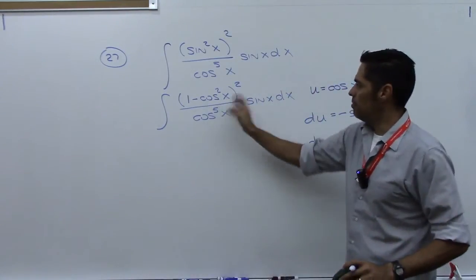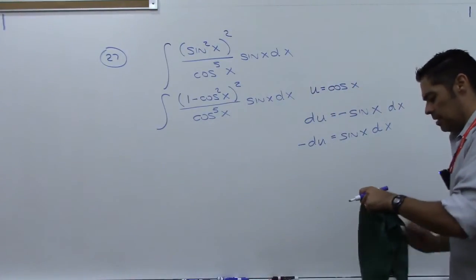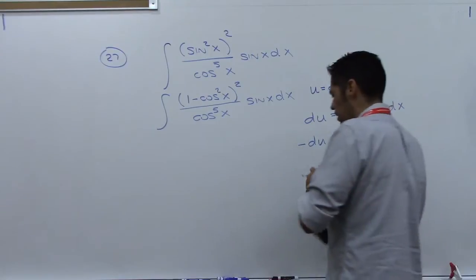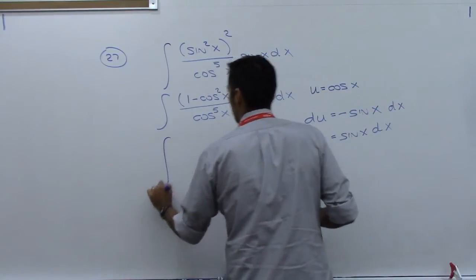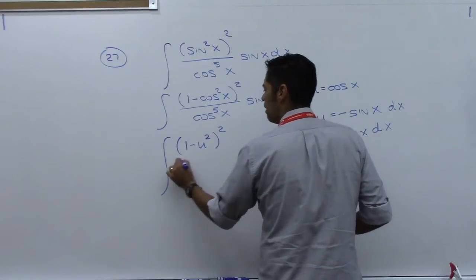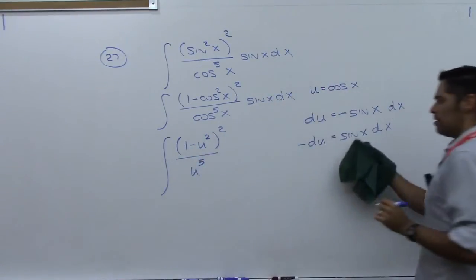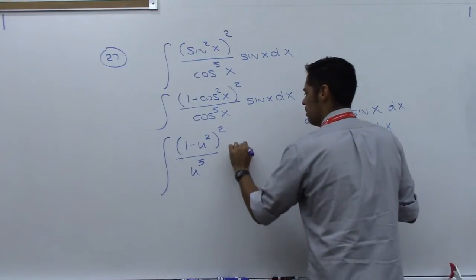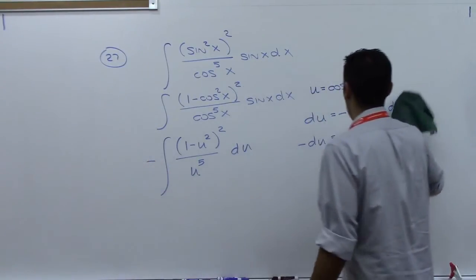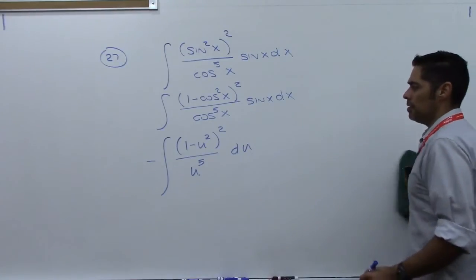So we've got u's, right, u is cosine. U's are in here, and then there's negative du right there. So I'll rewrite the integral now in terms of u. All right, we have in parentheses 1 minus u squared, that quantity squared, over u to the 5th power. Then sine x dx is negative du, so here's du, here's negative. And now I'm ready to try and complete this integral.